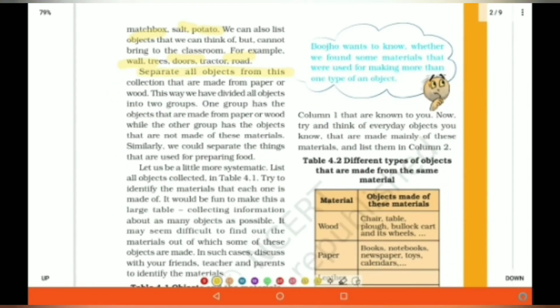Separate all objects from these collections that are made from paper or wood. This way, we have divided all objects into two groups. One group has the objects which are made up of paper or wood, while the other has the other materials, the non-paper and non-wood items. Similarly, we could separate the things that are used for preparing food. Let us be some more systematic.